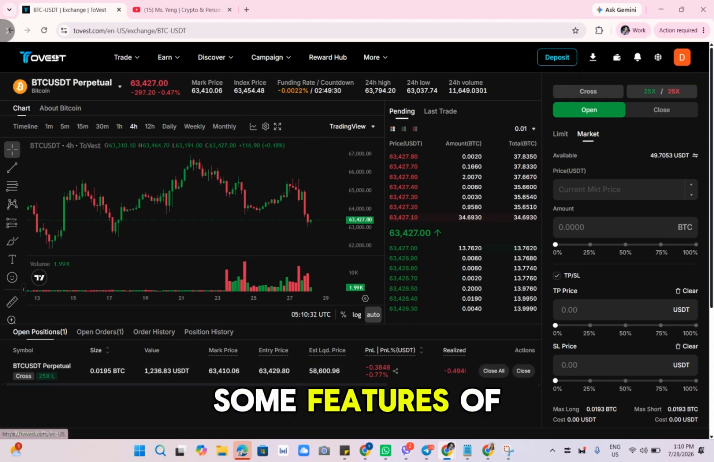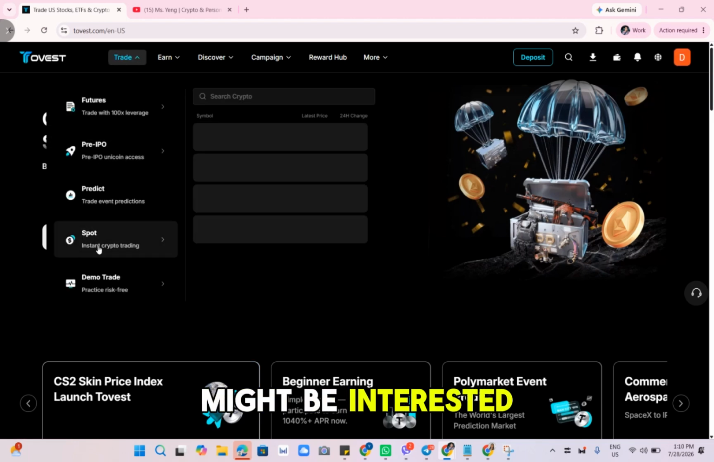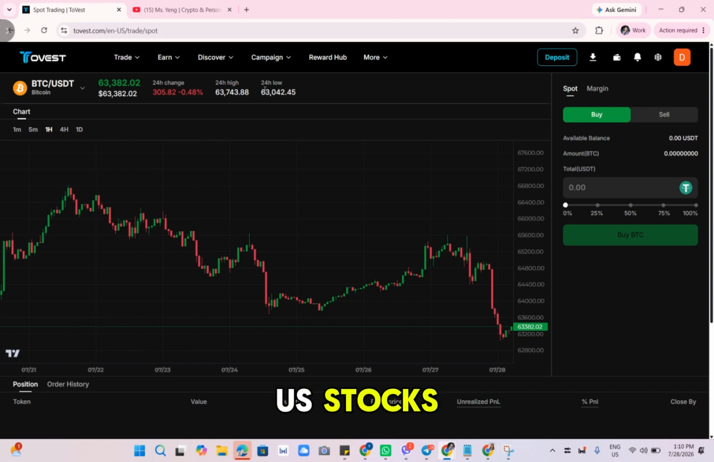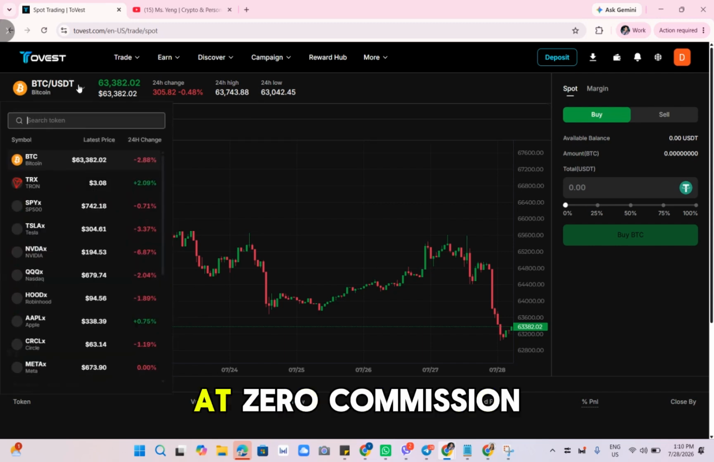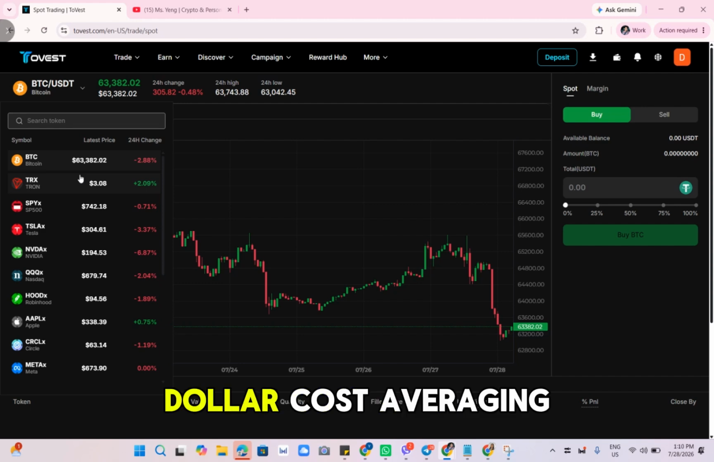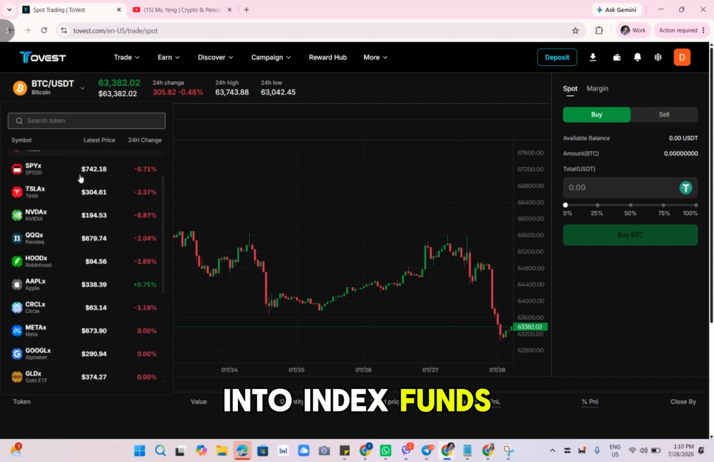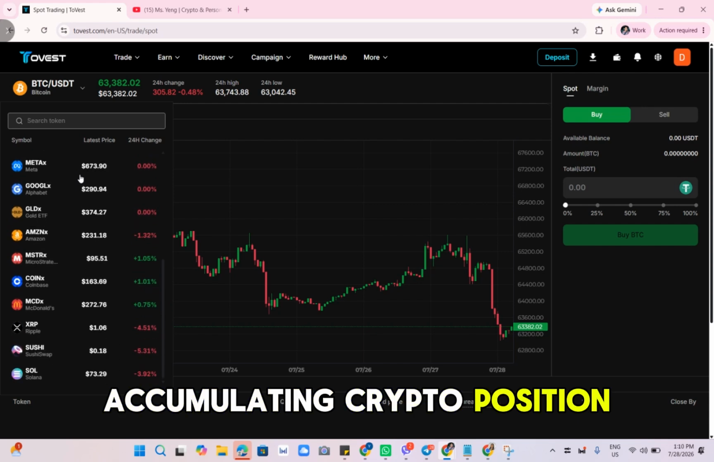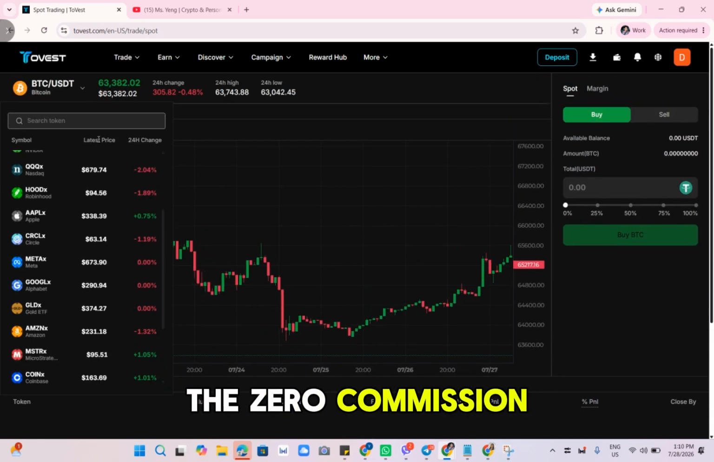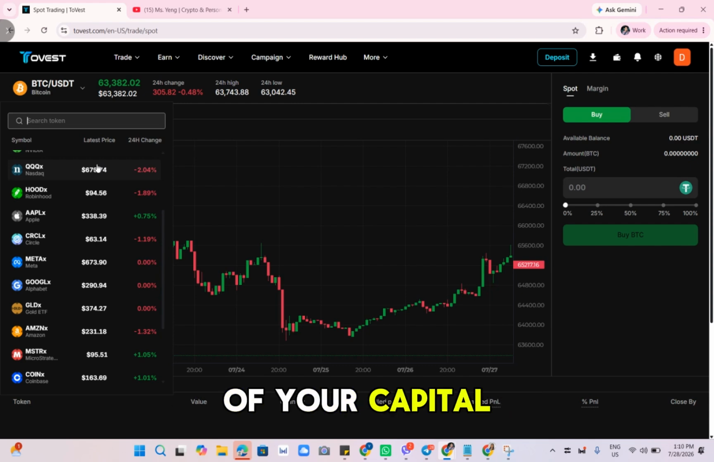I'll show you some features of this platform you might be interested in. First is the spot trading on Tovest. Covers US stocks, ETFs, and crypto at zero commission. For anyone building a long-term portfolio, dollar cost averaging into index funds, accumulating crypto positions, or investing in individual US stocks, the zero commission structure means more of your capital stays invested on every single trade.